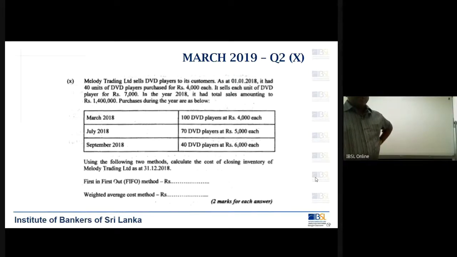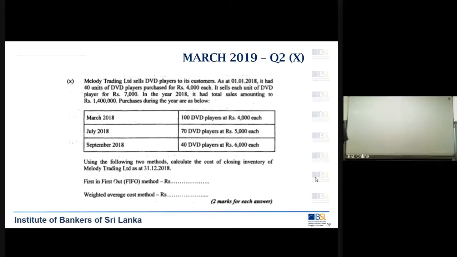In the year 2018, it had total sales amounting to rupees 1.4 million. Purchases during the year are as below. So they are giving you some dates for which they have purchased these units. Using the following two methods, calculate the cost of closing inventory of Melody Trading Limited as at 31/12/2018. So you have to be very careful, because this question is an MCQ.